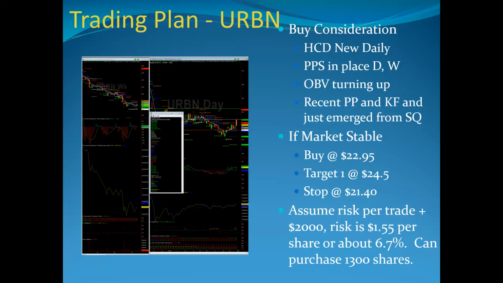If the market opens down 300 points, I'm not going to get filled, I'm not going to take the trade. When I hit 24.50, I will take 650 or half of my shares off, and I will move my stop to break even. At some point, probably around 26, I will take another half of my position off, and I'll switch it to a trailing stop until I get taken out by my trail, or I get a weekly PPS sell signal. That's how I plan on trading it.